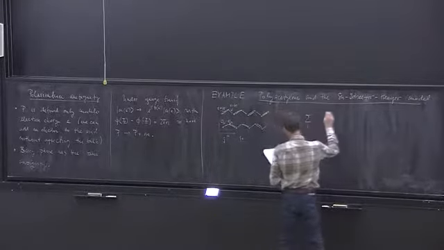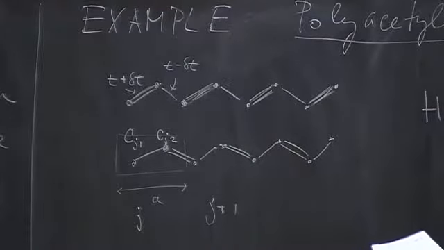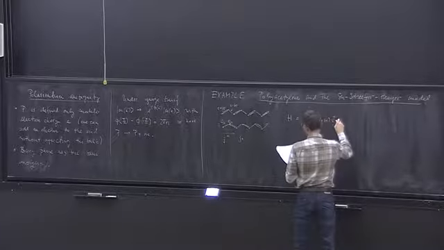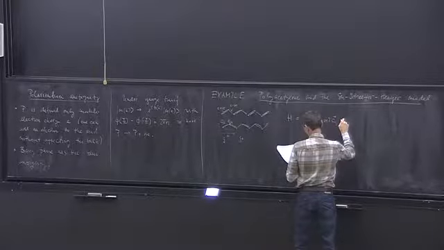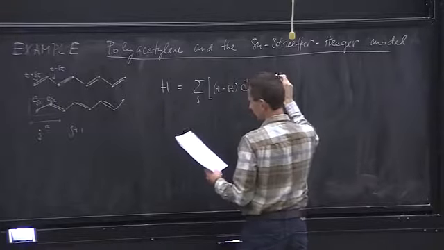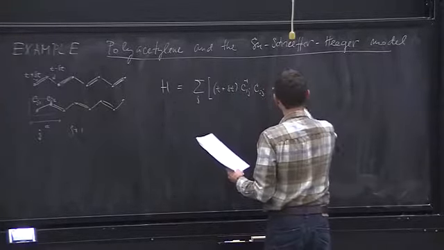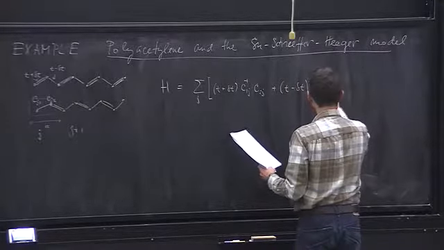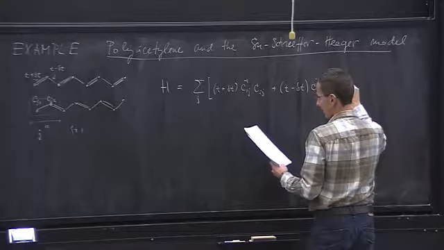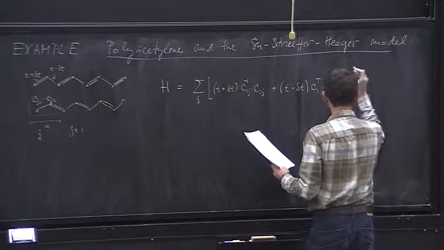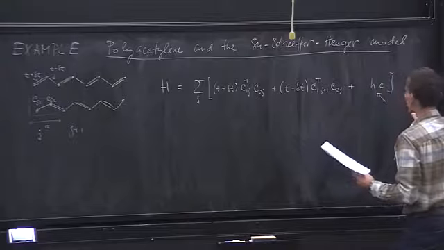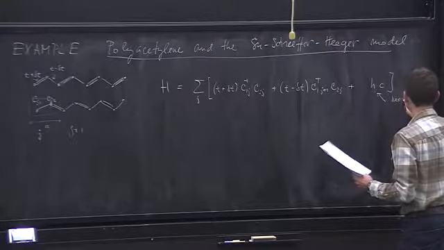So it's going to be a sum over all unit cells j, and then I have a first type of hopping c†_{1j} c_{2j} plus (t minus δt) times c†_{1,j+1} c_{2j} plus h.c., and h.c., if you have not seen this, means just a term that is the Hermitian conjugate.